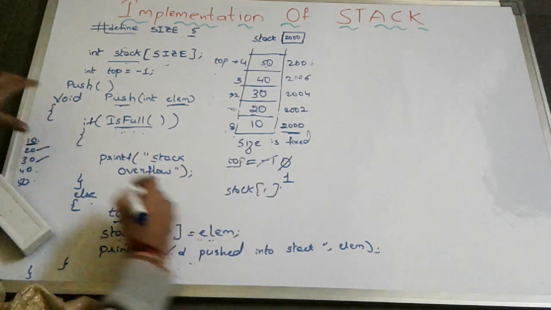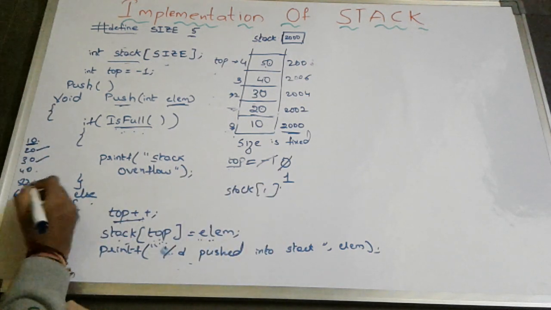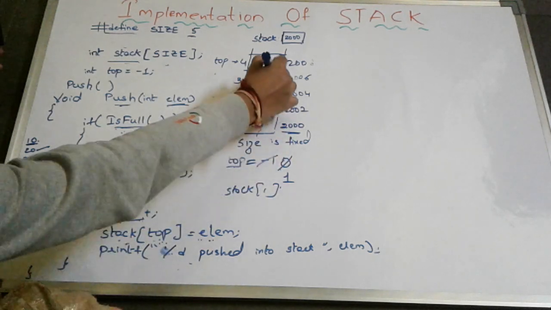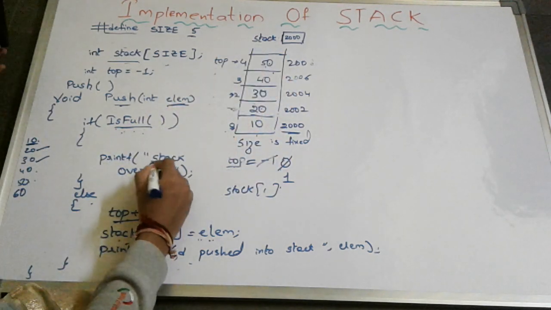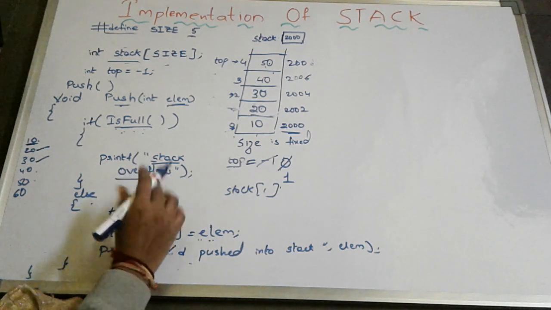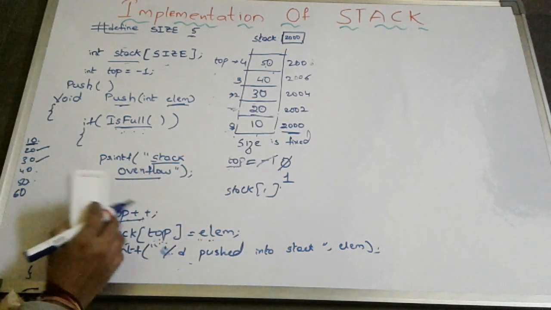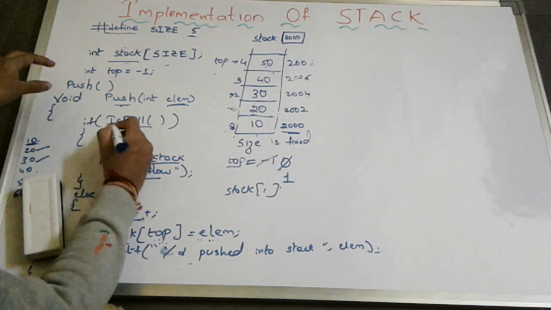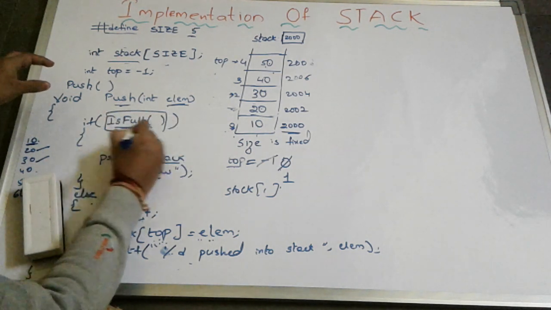Now if we have another element 60, it checks whether it is full or not. We can see the stack is full, so we will get this error message, that is stack overflow. So this is the push operation. Now let's see the isFull function, and then we will go for pop.